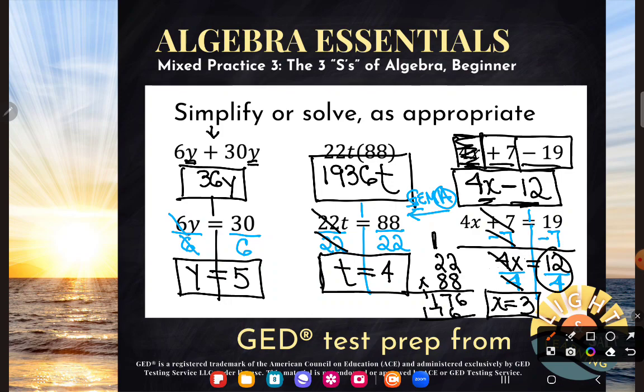All right, guys, keep those two playgrounds in mind, simplifying or solving, because you know what's going to happen next lesson? We're going to put it together.